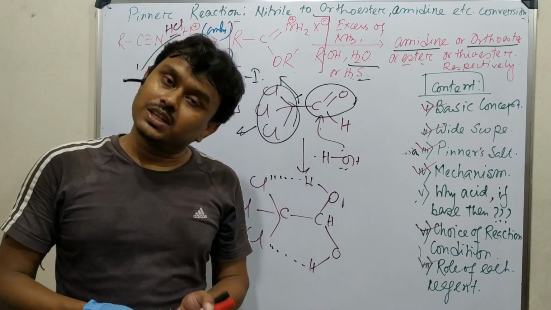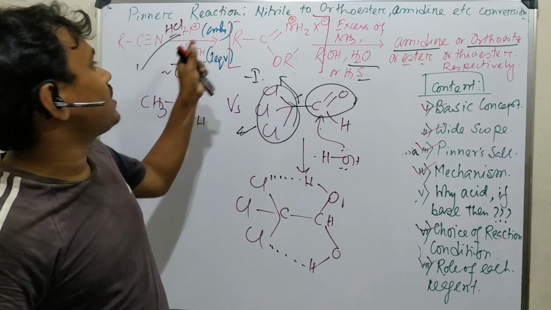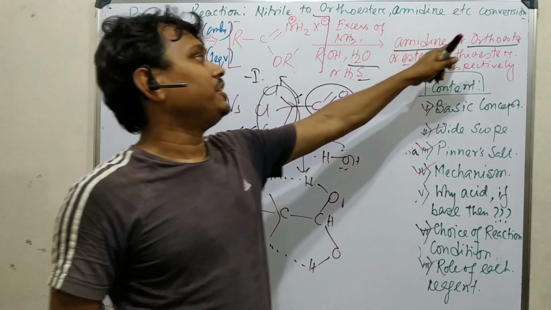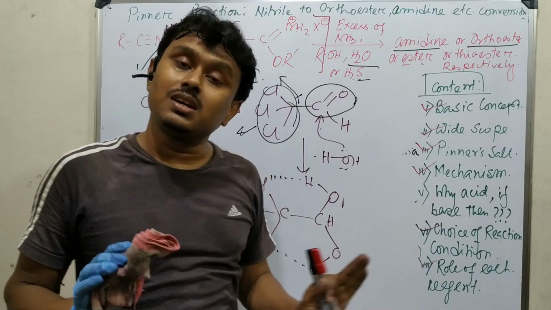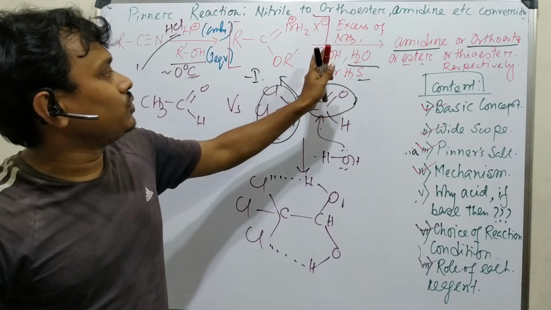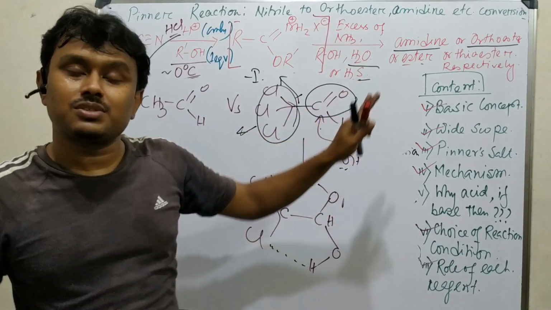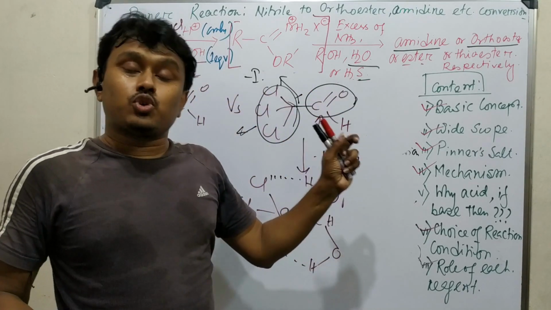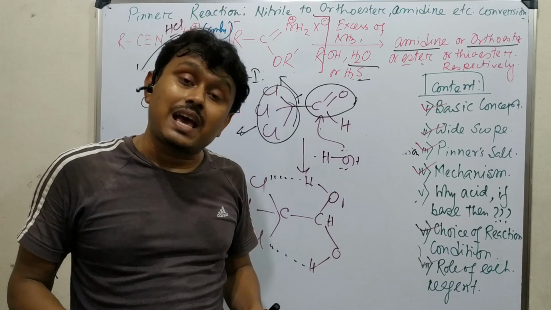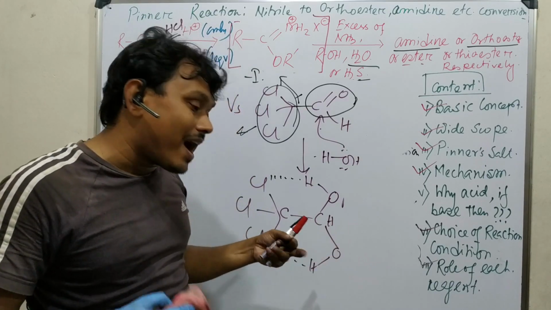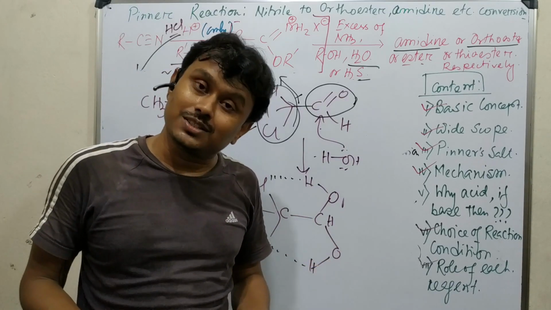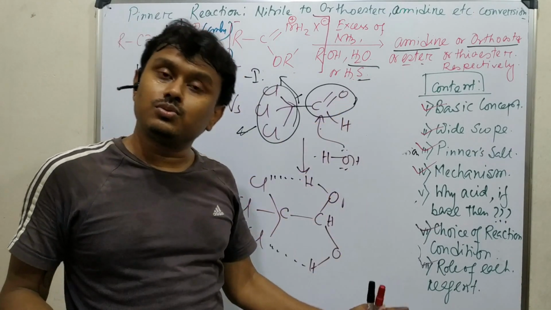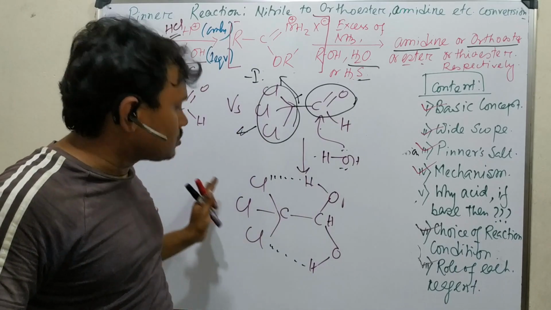So this is the end of the discussion. What have we learned? We have learned the Pinner reaction, an efficient technique for the preparation of amidine, ortho-ester, ester and thioester from the corresponding ammonia, alcohol, water or H2S respectively. We have learned the mechanism, the choice of reagent, whether acidic, basic or neutral, and why we should choose a particular reagent and when. We have learned everything through today's discussion.